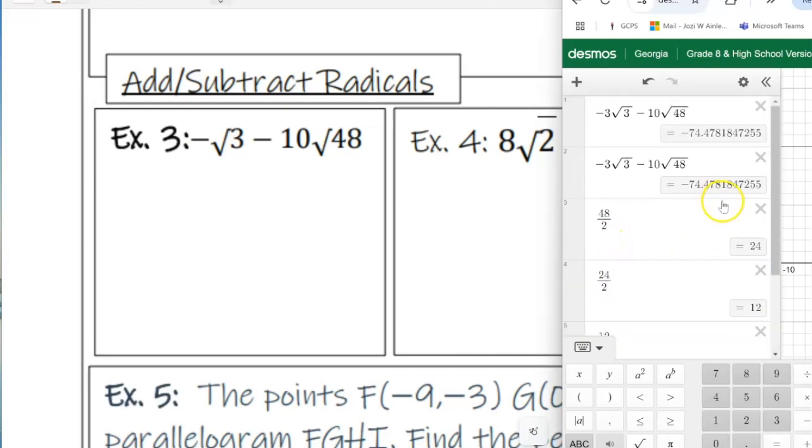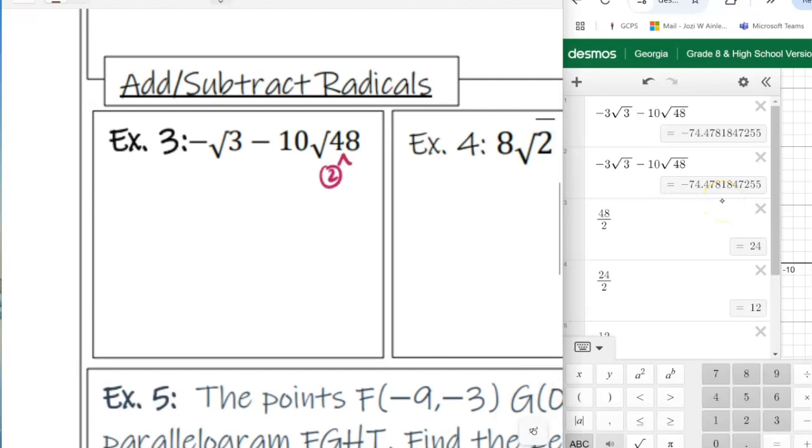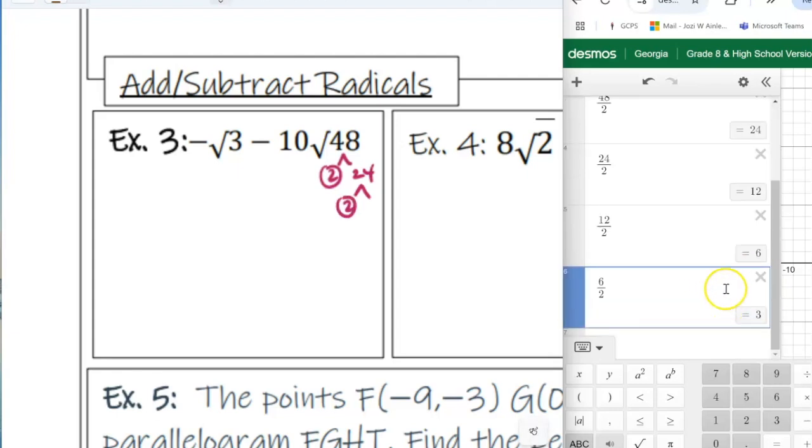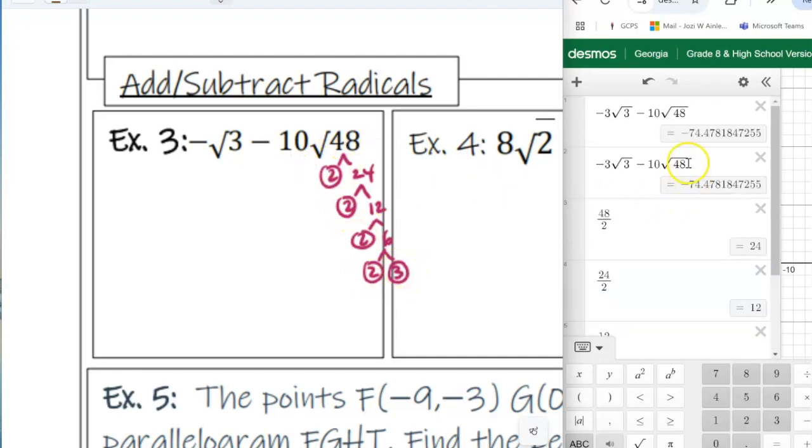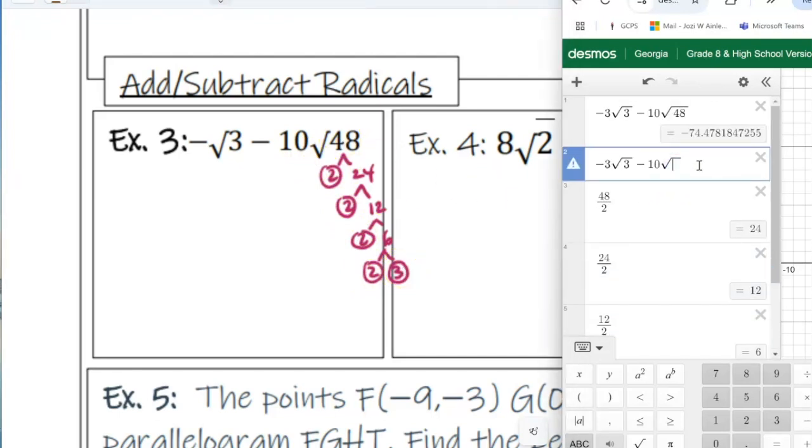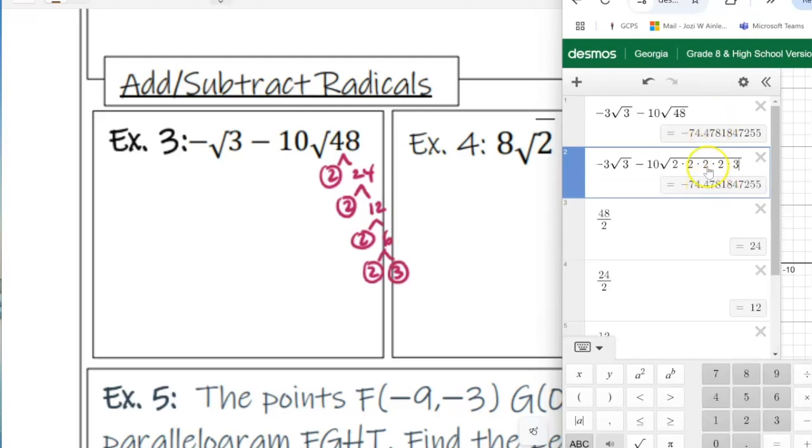Okay. So let me write this in my notes. I did divided by 2, and I got 24. I divided that by 2, and I got 12. I divided that by 2, and I got 6. I divided that by 2, and I got 3. Okay, so this is where I'm at right now. So four 2s times 3 is 48. So we're going to put that in here and make sure that it matches. So I got four 2s and a 3. Does it match? It does, because I still have the same answer. So I've broken that down correctly.